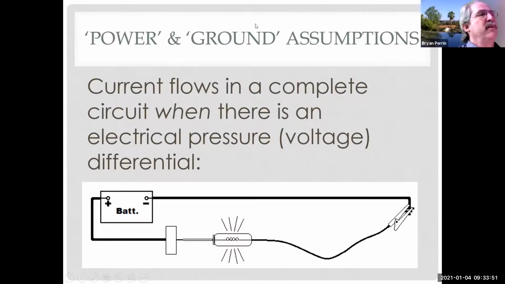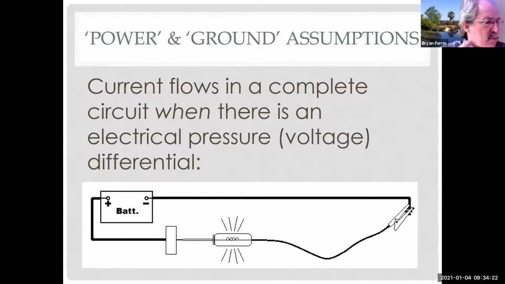So, power and ground assumptions. Current flows in a complete circuit when there's electrical pressure, a voltage differential. What I've done here is take a test light and connect it between ground and a wire attached to the positive battery cable. So I've just made a circuit. My circuit consists of my test light, which has a bulb in it, which is the load. One side went to ground and one side went to power. So I've just completed a circuit.